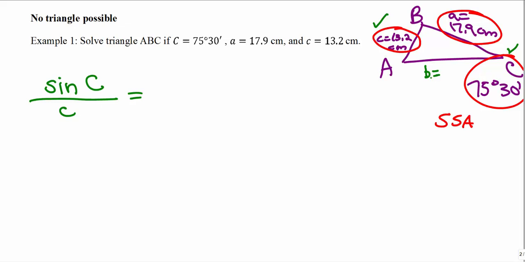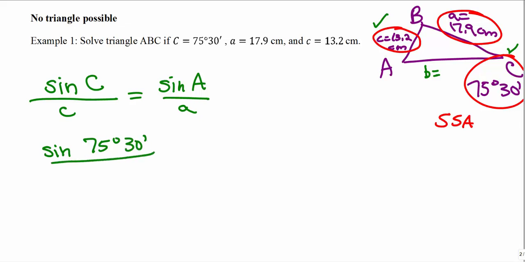Well, you notice we don't know anything about B at all. We don't know angle B, we don't know side B. So that's two unknowns in the same fraction. Well, we don't want that. So we're going to solve first for angle A, because we know side A. So when we fill out the information, we have sine of angle C divided by side C, equals sine of angle A, which is what we don't know, divided by side A, which is 17.9. So we only have one unknown in this entire equation.